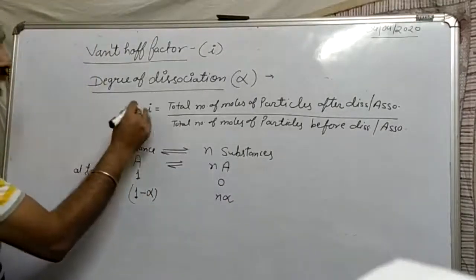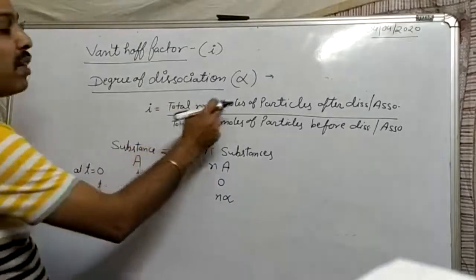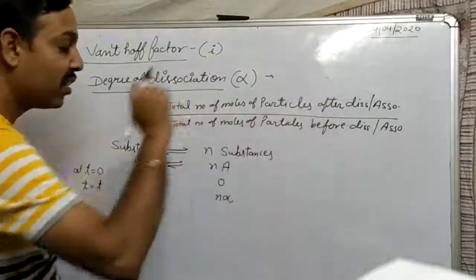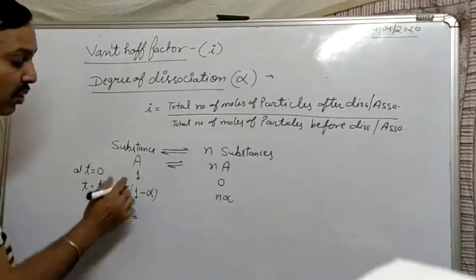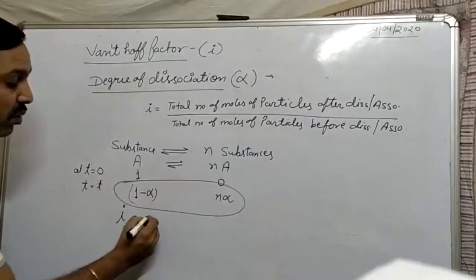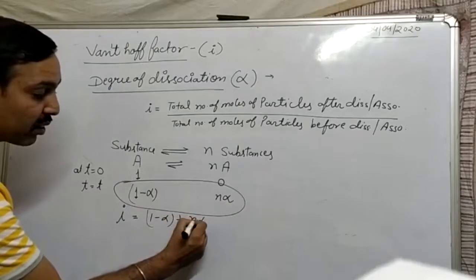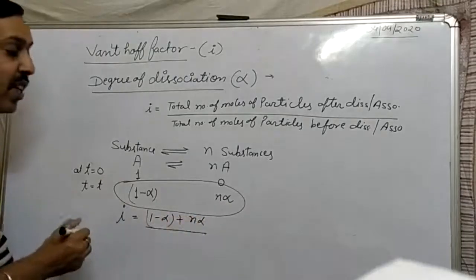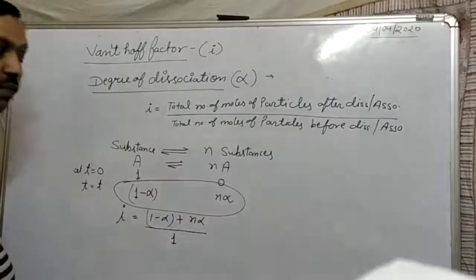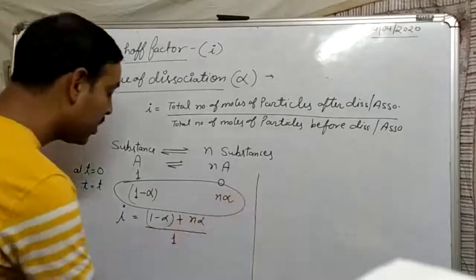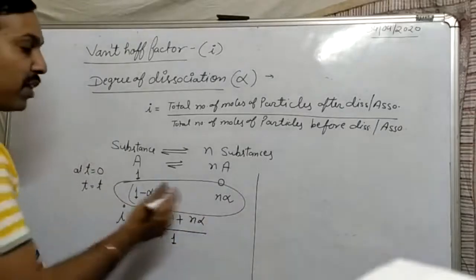अब फॉर्मूले पर जाएं. i is total number of moles of particle after dissociation. ये पूरे मोल्स जो हैं ये टोटल है यहाँ से यहाँ तक. तो 1 माइनस अल्फा प्लस n अल्फा अपॉन बिफोर डिसोसिएशन. अभी डिसोसिएशन नहीं हुआ तो कितना था, 1 था पार्टिकल्स. ठीक, तो i इज इक्वल टू 1 माइनस अल्फा प्लस n अल्फा अपॉन 1.